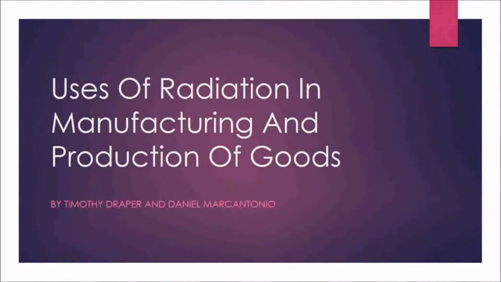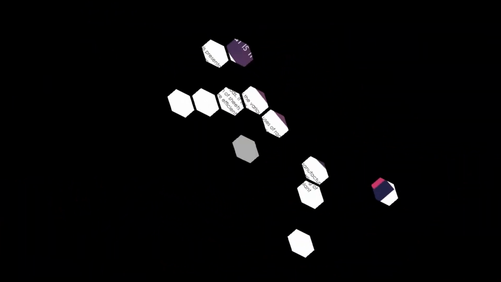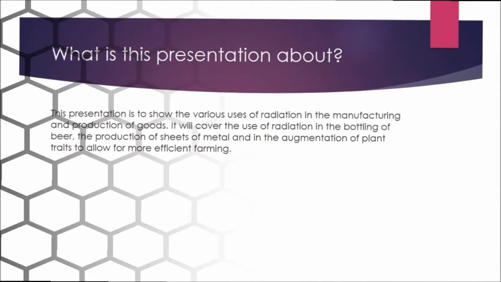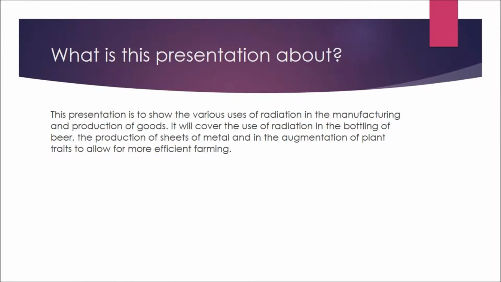In this presentation, we are going to show you the uses of radiation in manufacturing and the production of goods by Timothy Draper and Daniel Marcantonio. In this presentation, it will cover the use of radiation in the bottling of beer, the production of sheets and metals, and the augmentation of plant traits to allow for more efficient farming.